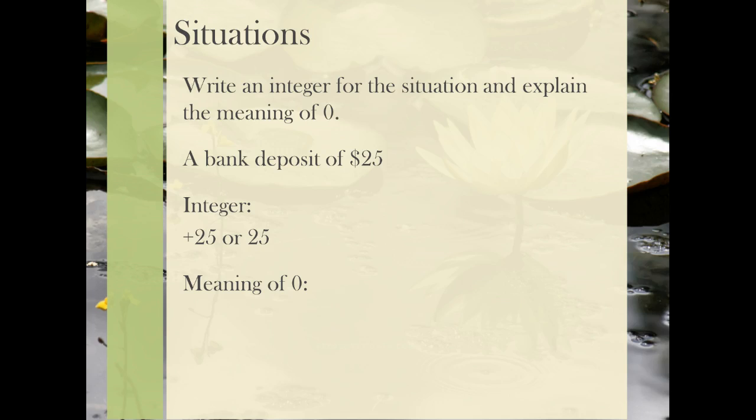You can write either positive 25 with a plus sign in front of it, or you can write just 25. It is assumed that all numbers are positive unless they have a negative sign in front of them to tell us otherwise. The meaning of 0 in this case would be no money was deposited or withdrawn.